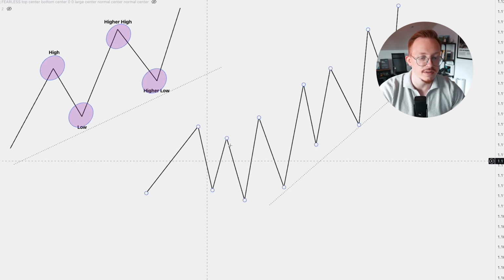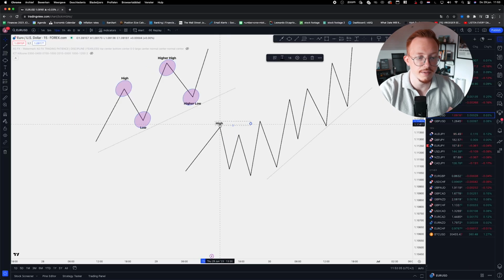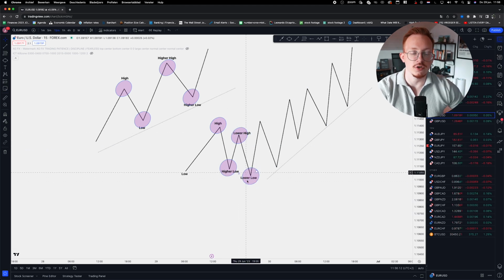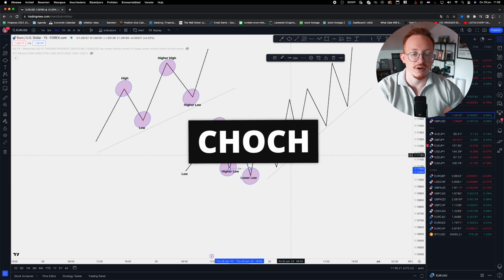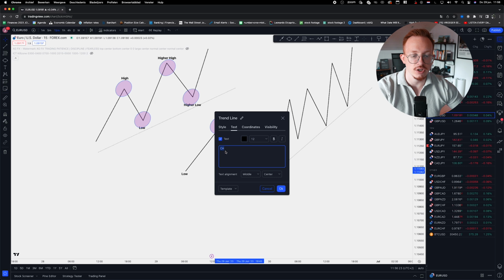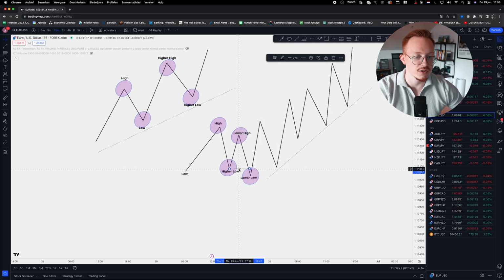But right here, what happens? We have our high, we have our low, we have our higher low right here, very, very slightly, but it's still a higher low. But then what happens right here is we create a lower high. And then what forms is also a lower low. Whenever this happens, guys, we are coming to the next thing in our terminology, and that is a change of character. It is also called a CHOCH, C-H-O-C-H, but I shorten it to CH right here.